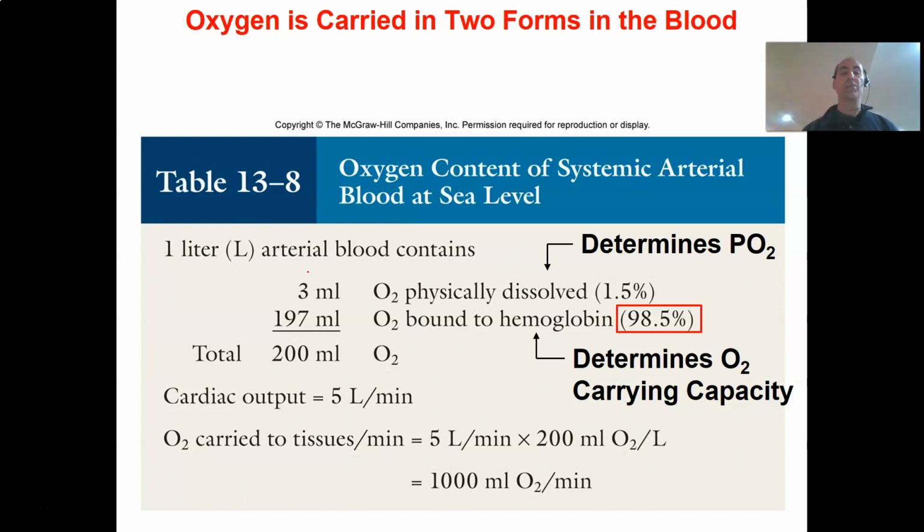So hemoglobin is a molecule, it's got an iron core, and it's got 4 slots. Every hemoglobin molecule has 4 slots for oxygen. Essentially, each one can hold one oxygen molecule. 98.5% of oxygen carried in the body is carried bound to hemoglobin.